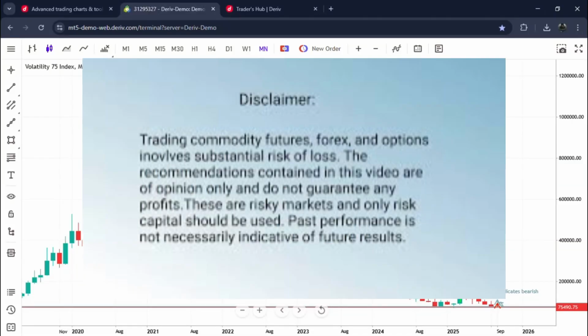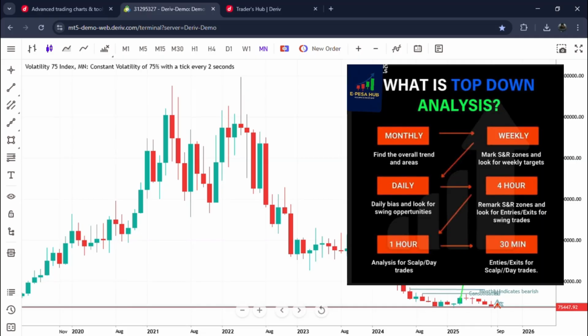So, top-down analysis. What's a top-down analysis? In trading, top-down analysis is a method that involves examining the overall market trend on higher timeframes before focusing on lower timeframes for precise entry and exit points. In this video, I'll be guiding you on how to do a top-down analysis, different ways to do it, and how to understand the market direction.